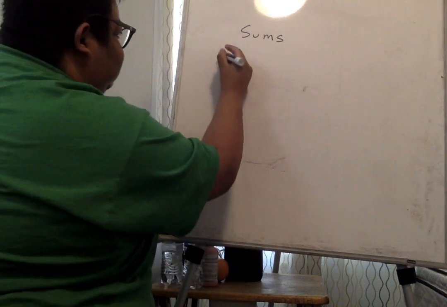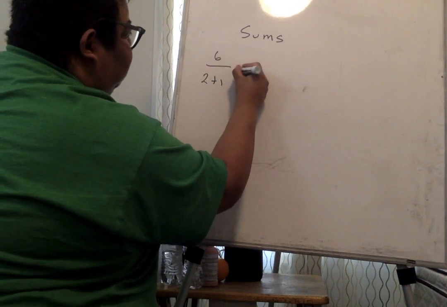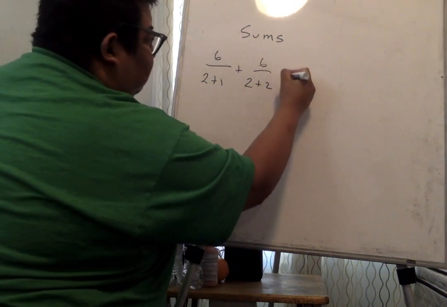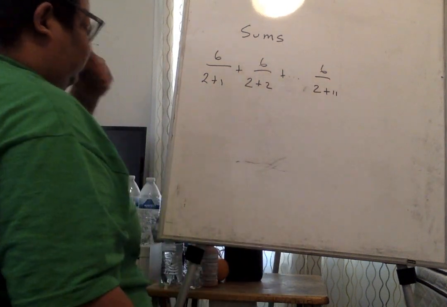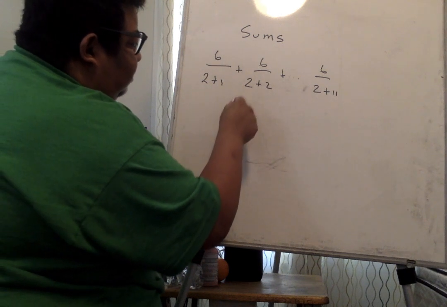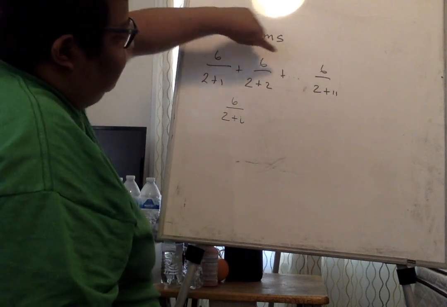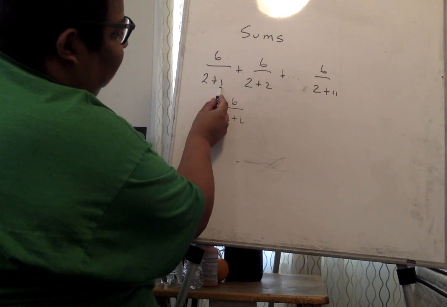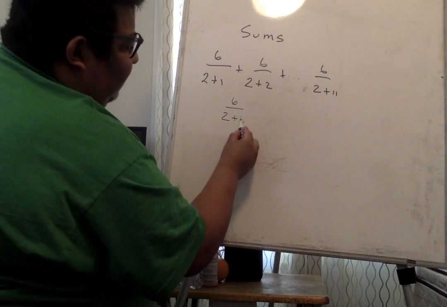We have 6 over 2 plus 1, plus 6 over 2 plus 2, all the way to 6 over 2 plus 11. So let's write each term. Each term looks like this: 6 over 2 plus i. Because notice, 6 stays the same on all. The 2 stays the same. The only thing that is changing is the second term here: 1, 2, 3, or 4 all the way to 11. So we can put i for it.